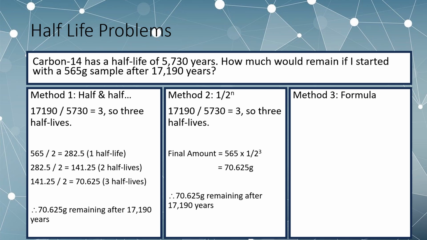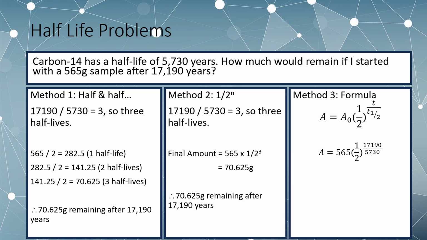That is, final amount equals initial amount multiplied by half to the power of time taken over the half-life. So, the good thing about this formula is, this will work for pretty much every half-life example, and you can simply substitute your numbers in. So our final amount is going to equal 565 multiplied by a half to the power of 17,190 over 5,730. Now you'll notice here that this is simply, if you look closely, actually the same as method 2. Method 2 is just this shrunken down.